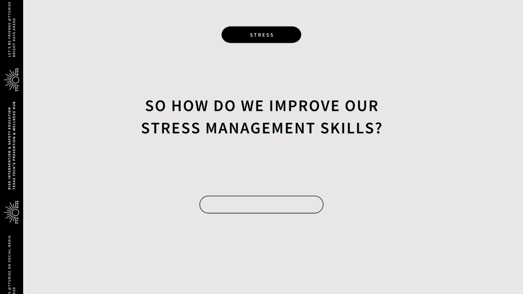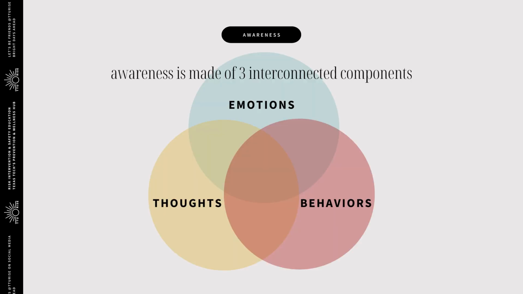Now that we're familiar with our stress responses, how do we improve our stress management skills? What's the most effective method of improving stress management? The first and maybe most important way that we improve our stress management skills is awareness. Awareness is made of 3 interconnected components.